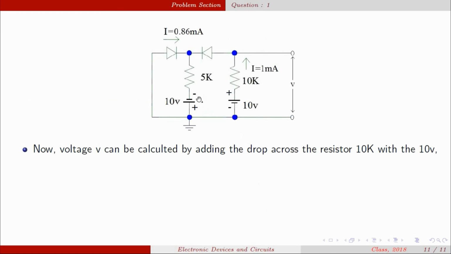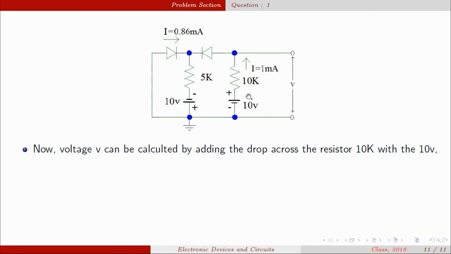Now we are substituting the values of I and ID2. Now the voltage V can be calculated as the voltage of this source plus the drop across this resistor, which gives the value of the voltage across this point.